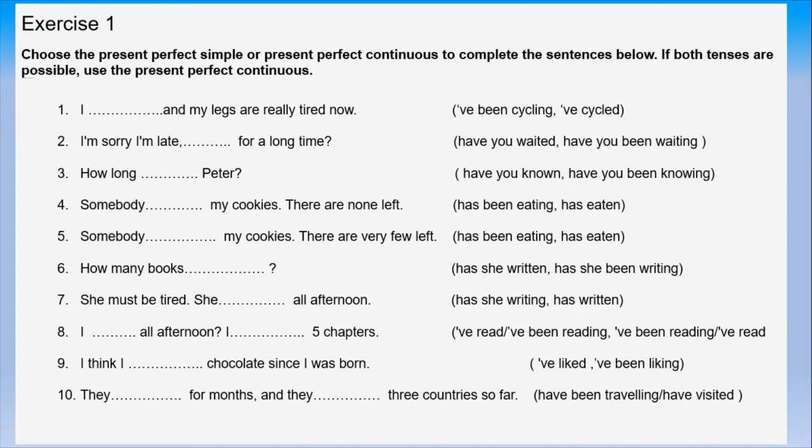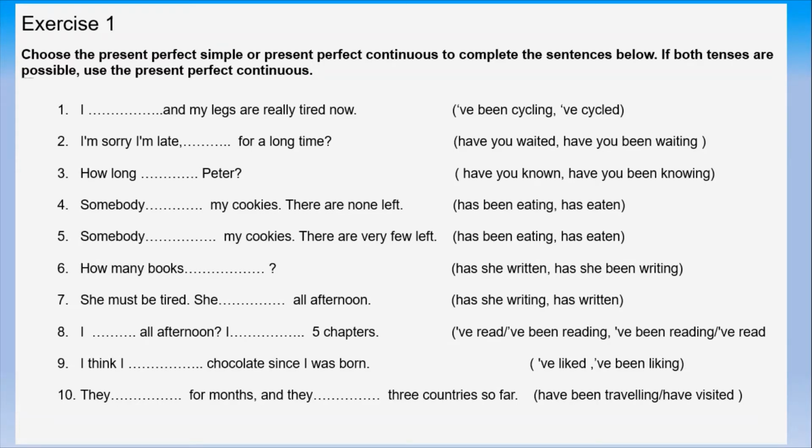3. How long? With how long you have to have this note. How long? Since, recently, for. All these should be used with the present perfect only. With the present perfect, how long dash Peter. Correct answer: How long have you known? Known is a stative verb. Known is a stative verb, so it does not come with the continuous tense.